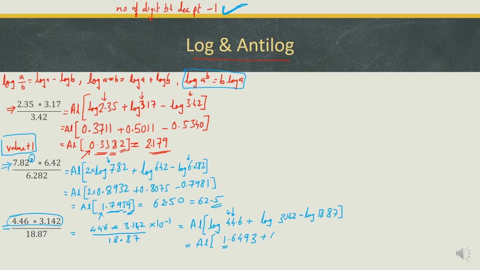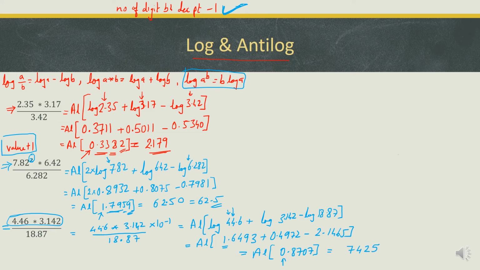1.6493 over here, plus 0.4972 minus, again you got 18 two digits, so it will be 2.1465. Now when you will simplify this, you will get this as 0.8707, and antilog of this comes out to be 7425.